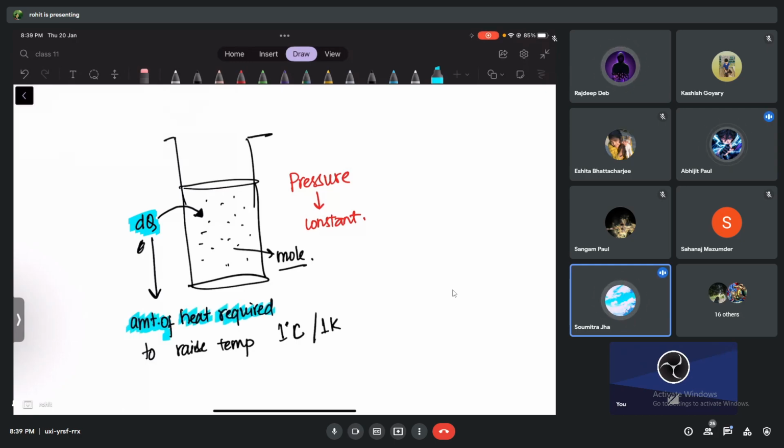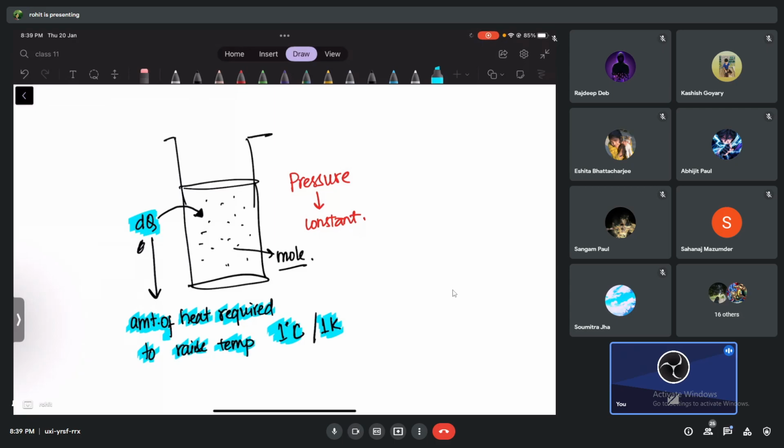To raise the temperature of the gas by how many degrees? By 1 degree Celsius or 1 Kelvin. They are the same. The difference between 2 degrees Celsius and 2 Kelvin, the units are the same. The difference is the same. But the point is this.